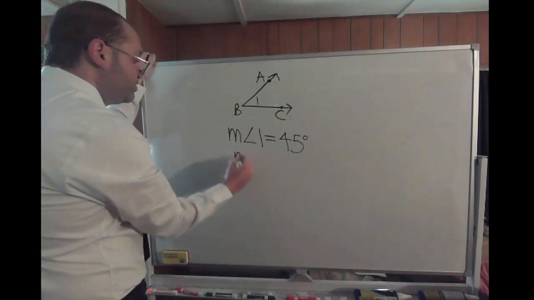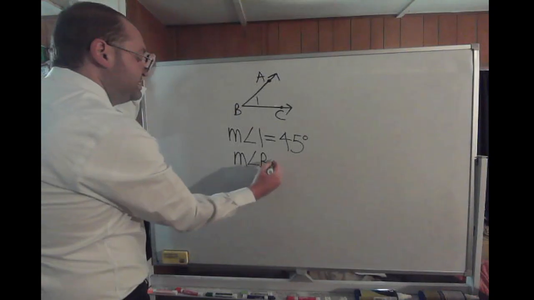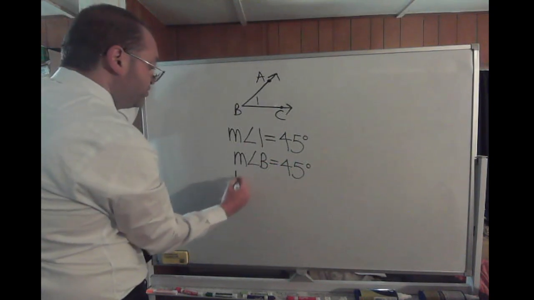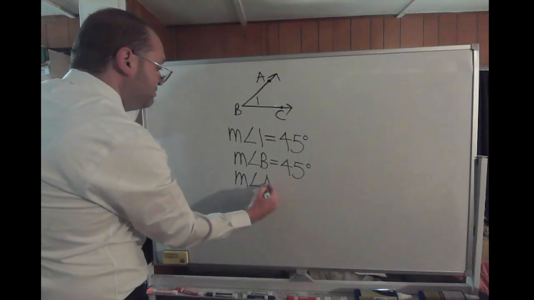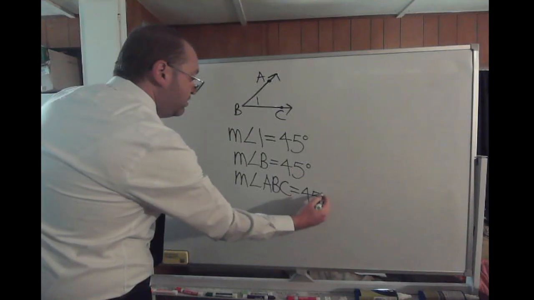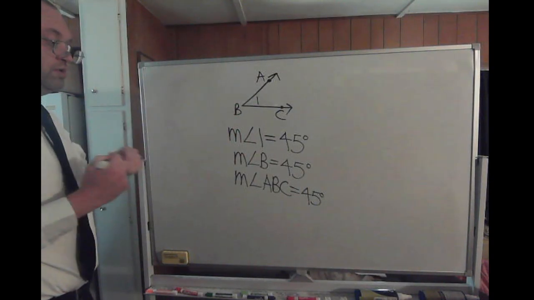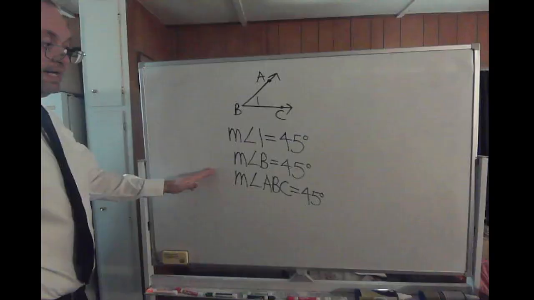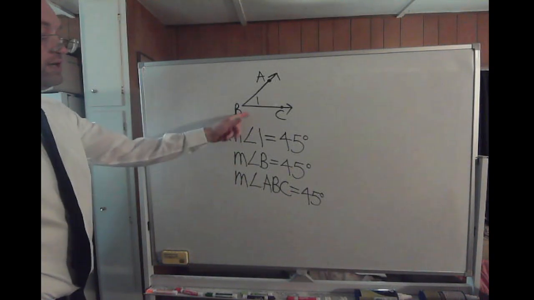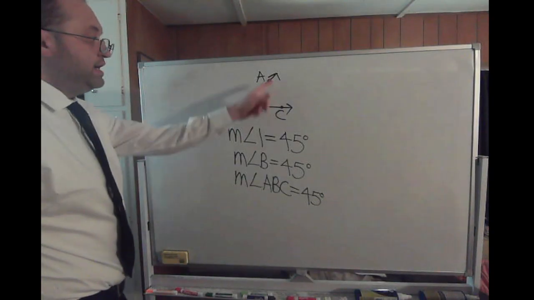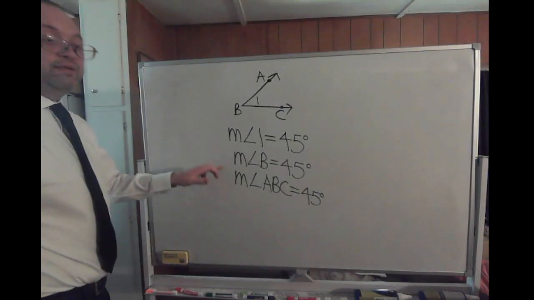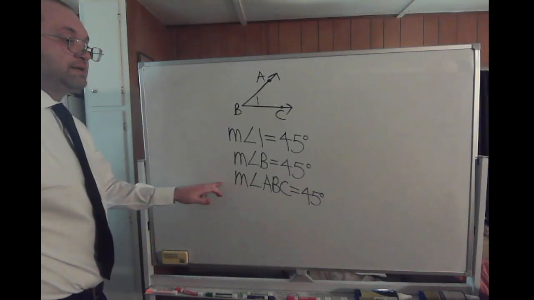Or you could say the measure of angle B is equal to 45 degrees. Or the measure of angle ABC is equal to 45 degrees. All three of these are naming the same angle. It's just simply how you're listing it. You could call it angle 1, you could call it angle B since there's only one angle, you could call it angle ABC and name it by its points. So that's how you would write what the measure of an angle is.